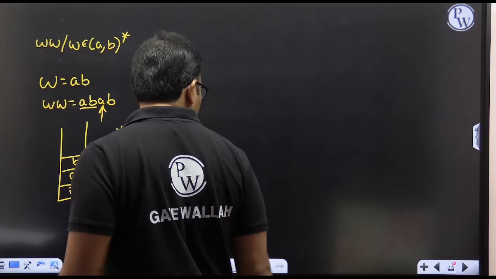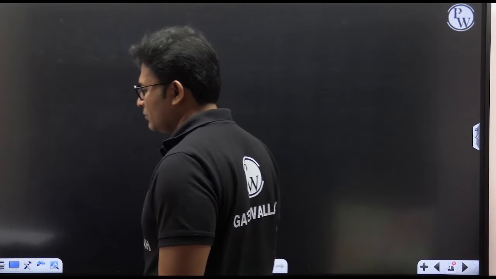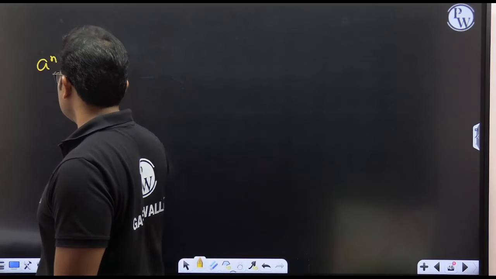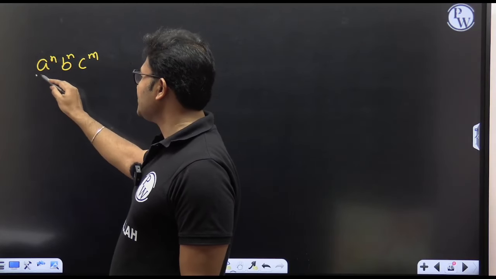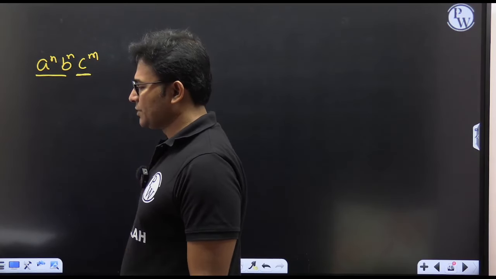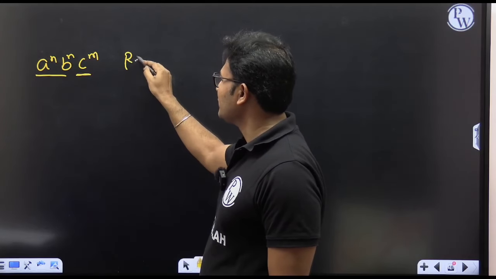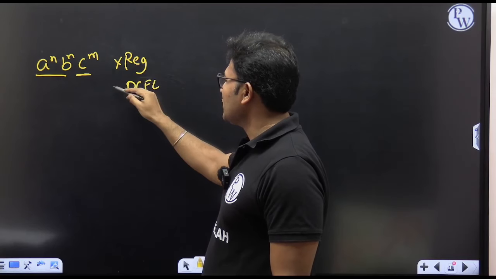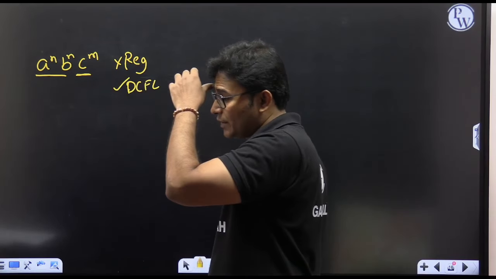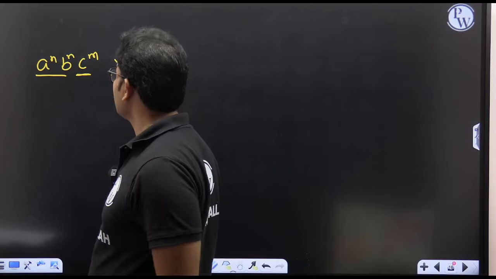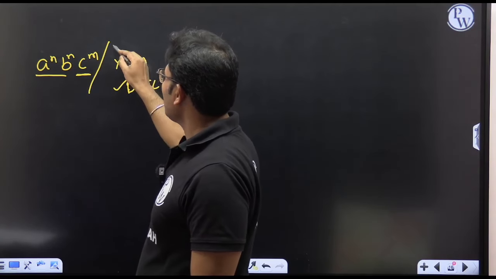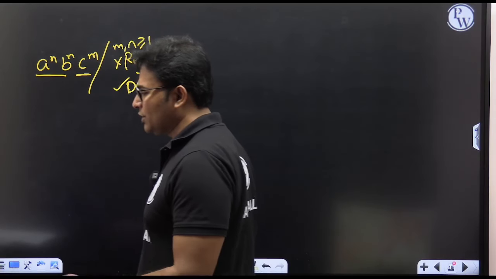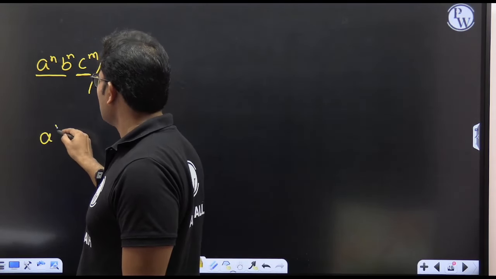A power n, B power n, C power m. This is nothing special. You are going to compare A's and B's, and after that, you are just going to see the C's, right? So this is definitely not regular. This is definitely DCFL. Here m, n is greater than or equal to 1.